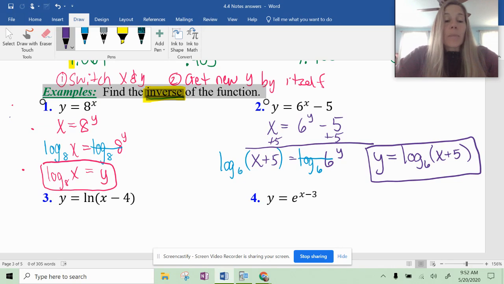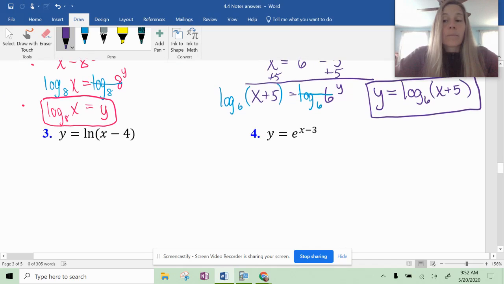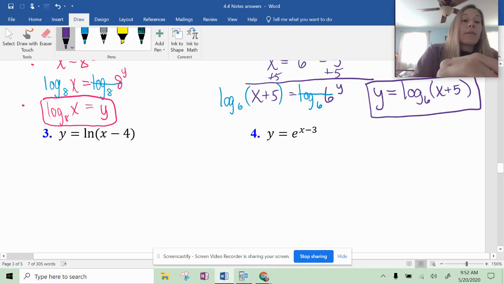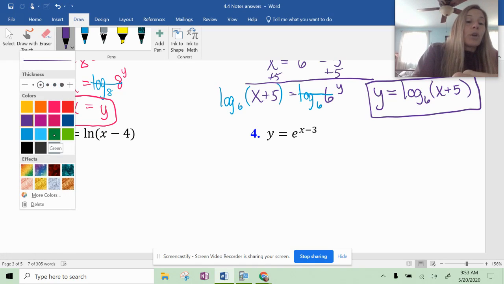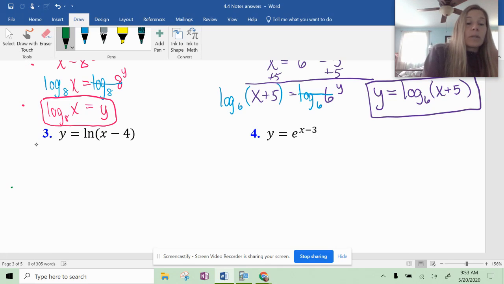So now we're going to do the opposite. This time they're giving us the equation in logarithmic form, and we're going to get it out of that form. If I take a look at this one here, first I'm going to switch my x and my y.